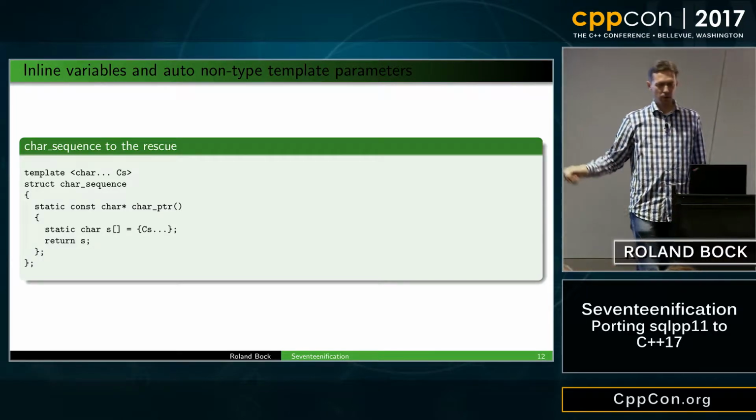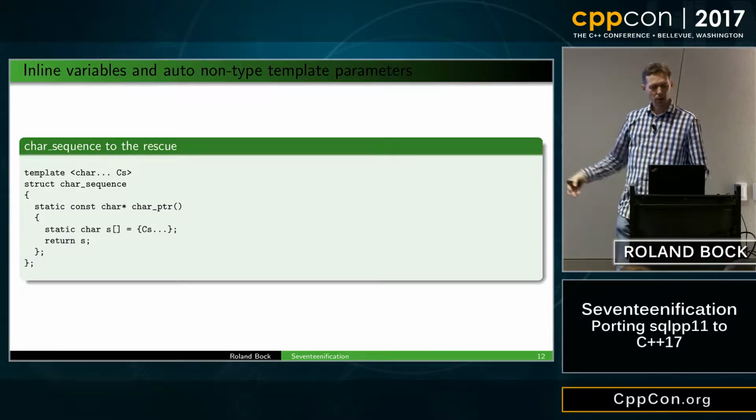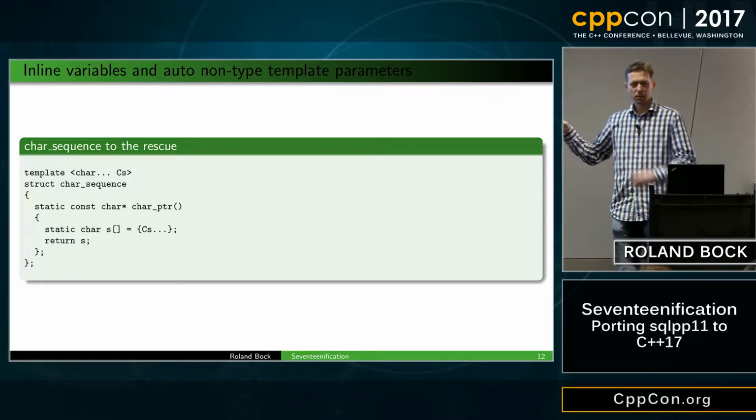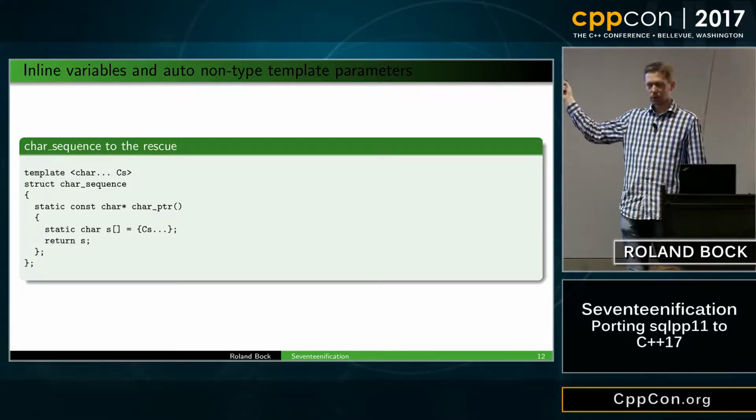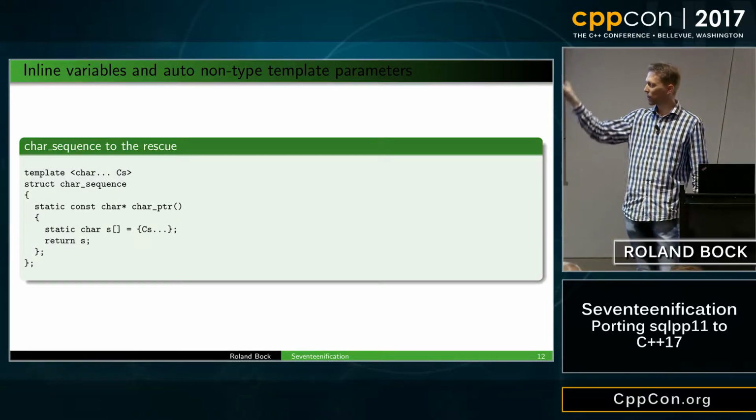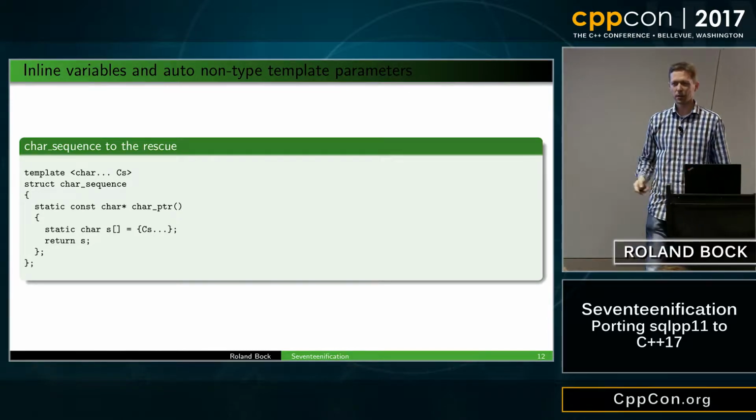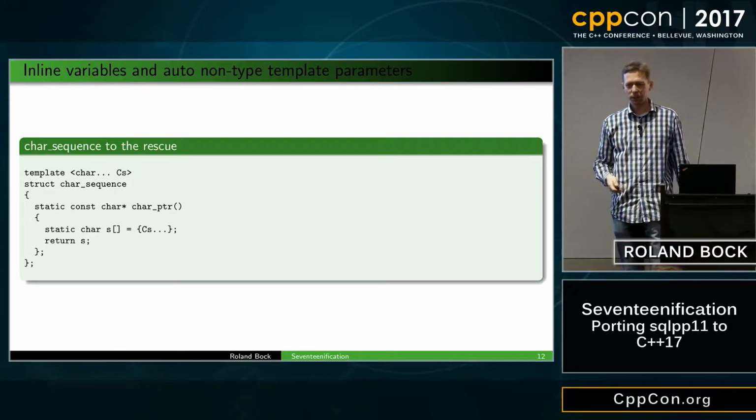And the idea was to wrap these into something like this, a character sequence that just takes a bunch of characters as template arguments. And then, if you want to have the string representation, you can just ask for a character pointer that contains these characters. Seems stupid, but in C++11 you had to do it this way.